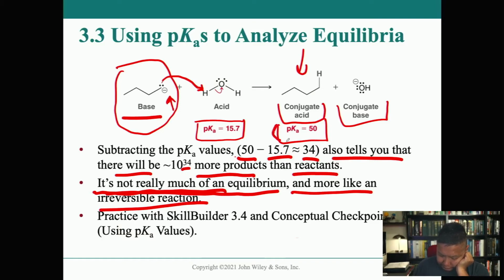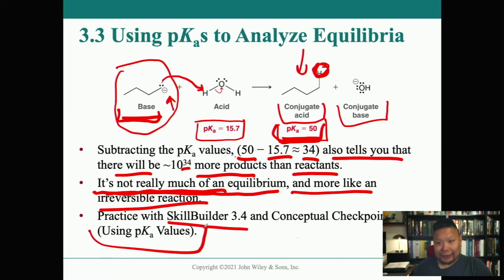Look at that conjugate acid. Look at that 50. That's a really strong base, or its conjugate base. Its base version is very strong. That's what I'm saying. Meaning that as an acid, it really doesn't want to get rid of this proton. It's going to keep it on there. Very, very weak acid. Scale builder 30.4, using pKa values again on Wiley Plus.